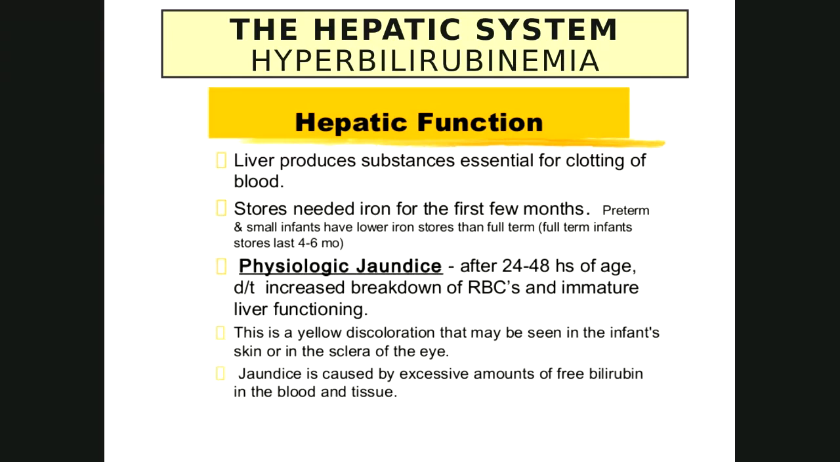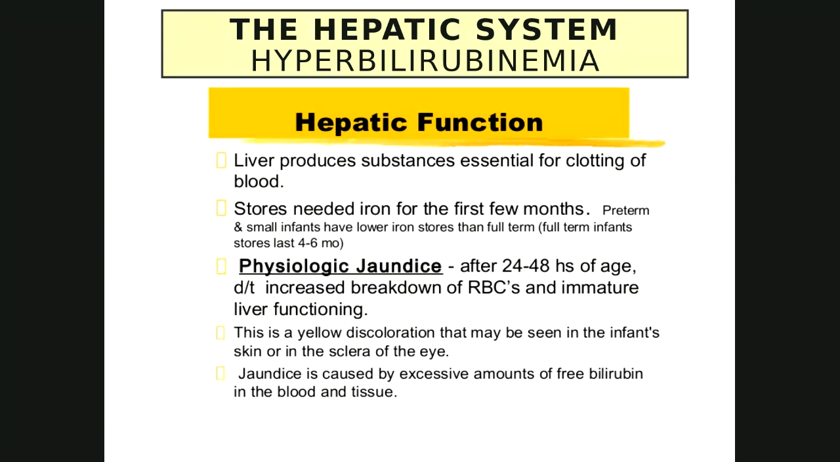Physiological jaundice is going to come as a result of the immature liver in the newborn. After about 24 to 48 hours of age, it's related to the increased breakdown of red blood cells and immature liver functioning. I'm going to talk about that a little more in a minute. The yellow discoloration that may be seen in the infant's skin or in the sclera, and jaundice is caused by excessive amounts of free bilirubin in the blood and tissue.